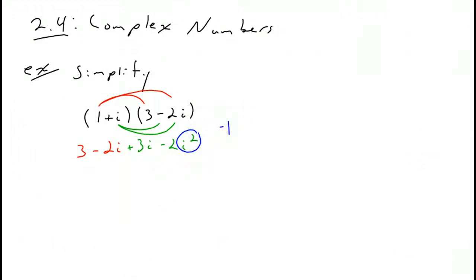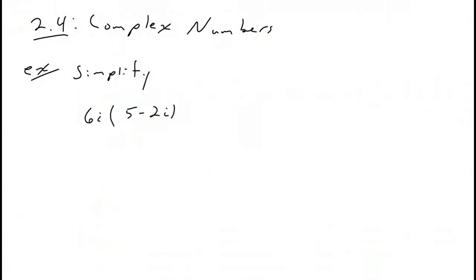So really, I have 3 minus 2i plus 3i is plus i, minus 2 times negative 1, because i squared is negative 1, so I'm just substituting it in for that. So then negative 2 times negative 1 is 3 plus i plus 2. Well then, 3 plus 2 is 5, so I'm just left with 5 plus i. That's as far as it'll go.